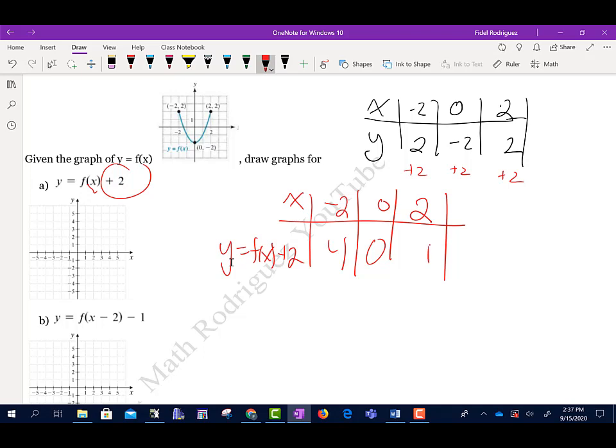And so 2 plus 2 is also 4, right? So now we're going to go over here. Negative 2, positive 4 is right there. And 0 and 0 is right here. And 2 and 4 is right here. And here's my graph. And again, if you do a little stare and compare, we just moved it up 2 spaces, right? Okay, all right, so let's do that again.